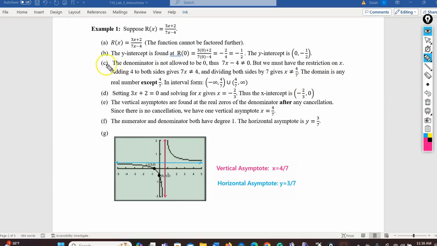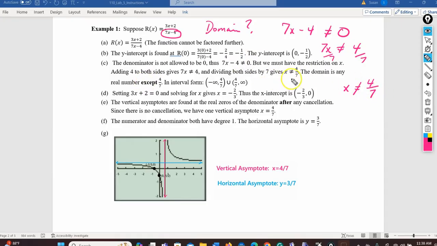Now, what about the domain? So C is the domain. The denominator is never allowed to be 0. So if we're looking for the domain, the denominator is not allowed to be 0, but you have to get the restriction on x. This is telling you what 7x minus 4 is not allowed to be. So let's add 4 to both sides. And then let's divide both sides by 7. And this gives me my restriction on x. X can be any real number as long as it's not 4/7.